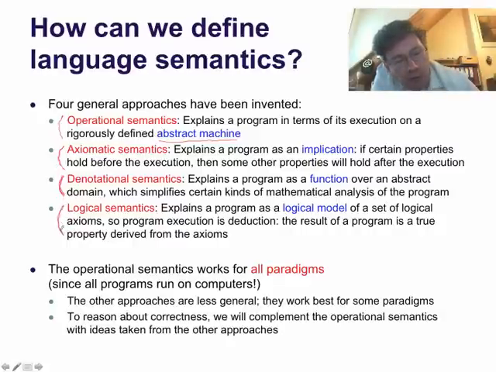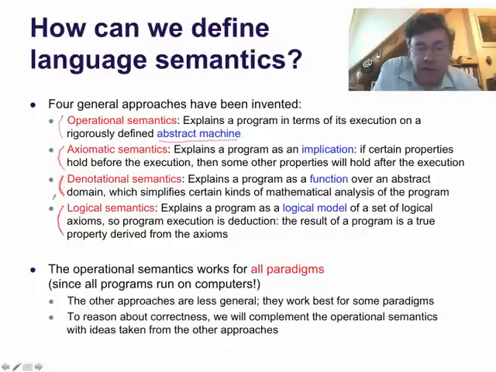And finally, the fourth approach is called logical semantics. Here we're looking at logic in the sense of first-order logic or predicate logic, logic in the sense of reasoning about truth. And so a program is considered to be a model, a logical model of a set of axioms. What that means is that what the program does is going to be in agreement with some logical axioms.